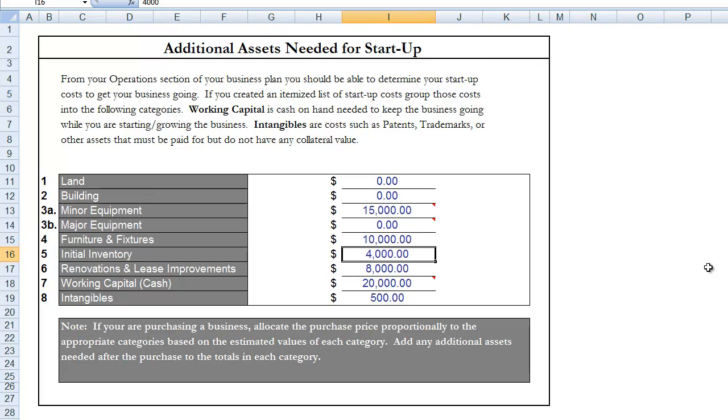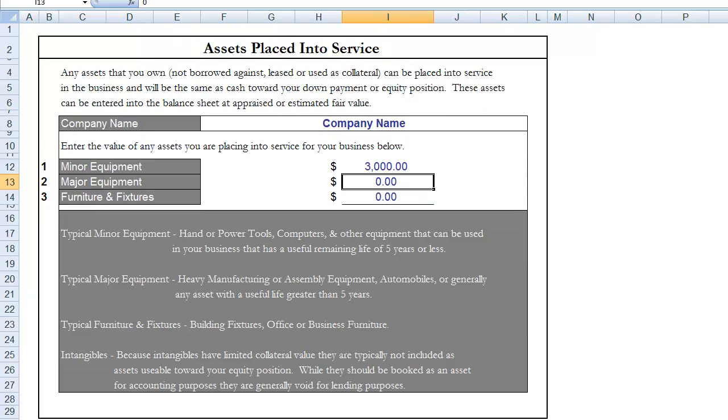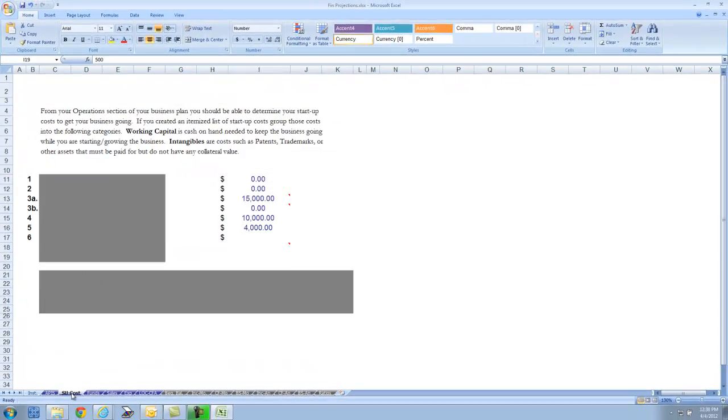So basically that's what we had for our startup costs: $15,000 in minor equipment, $10,000 in furniture and fixtures, initial inventory of $4,000, fit up of $8,000. Remember, that was provided for by the landlord. $20,000 in working capital, $500 in intangibles, plus the $3,000 that we're placing into service on the tab before.